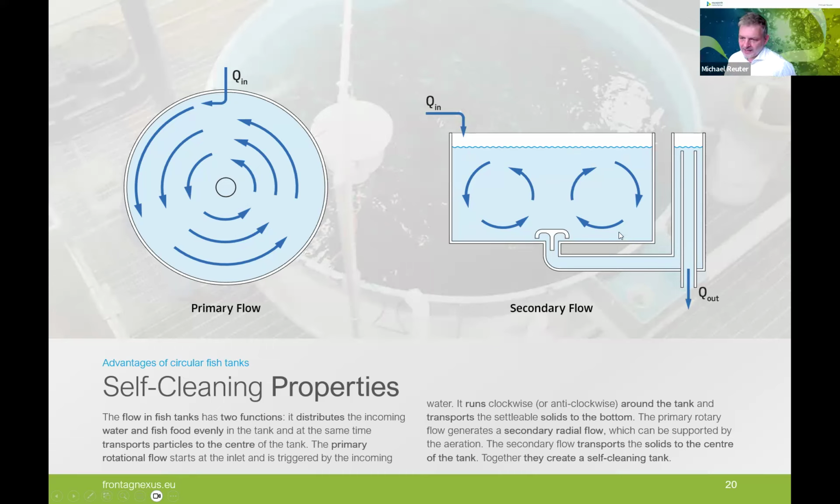That also helps to transport particles from both sides or all sides of the tank to the middle of the tank. And then we have an easy time of getting the particles out of the fish tank if we use, for example, a bottom drain, or a solid lift overflow would also be fit, that sucks the solids from the middle of the fish tank out of the tank.